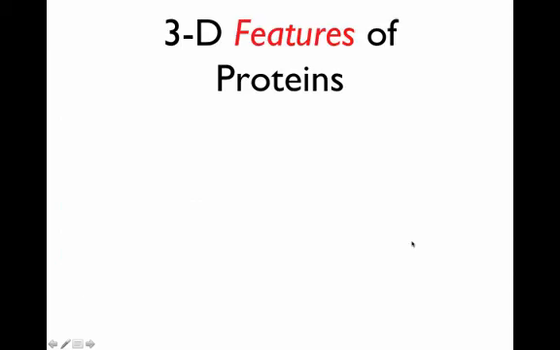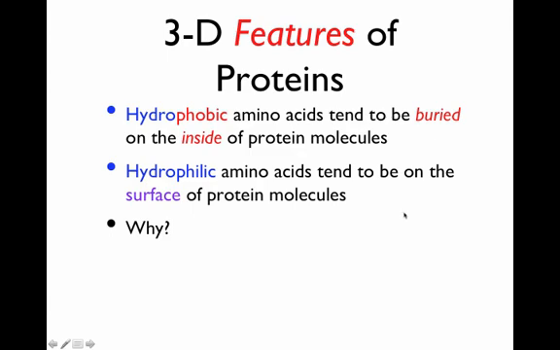As far as three-dimensional features of proteins are concerned, there are a couple of points that I want to make. The first is that, remember, we talked about how different amino acids can be grouped into different classes. And right now I want you to think about them as belonging to one of 2 classes. There are amino acids that are hydrophobic, and there are amino acids that are hydrophilic. The hydrophobic amino acids tend to be buried on the interior of protein molecules. And the hydrophilic amino acids, the ones that like water, tend to be found on the surface of protein molecules.